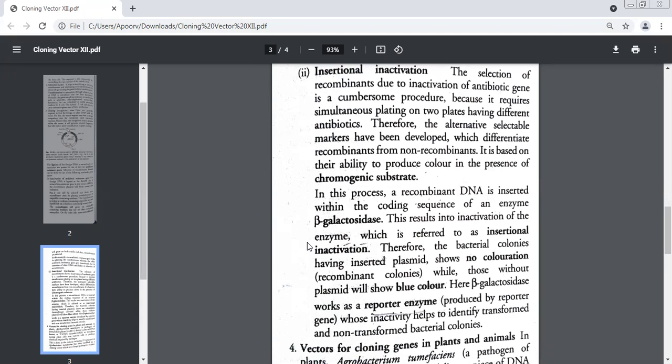Very good. Can you explain the process? Just read one, insertional inactivation, and try to explain. Yes, Vika. We try to inactivate which enzyme?